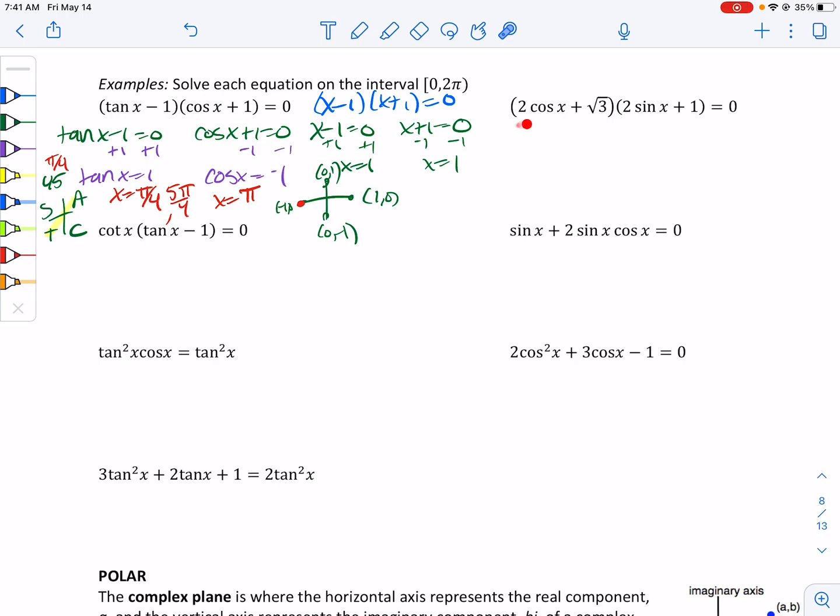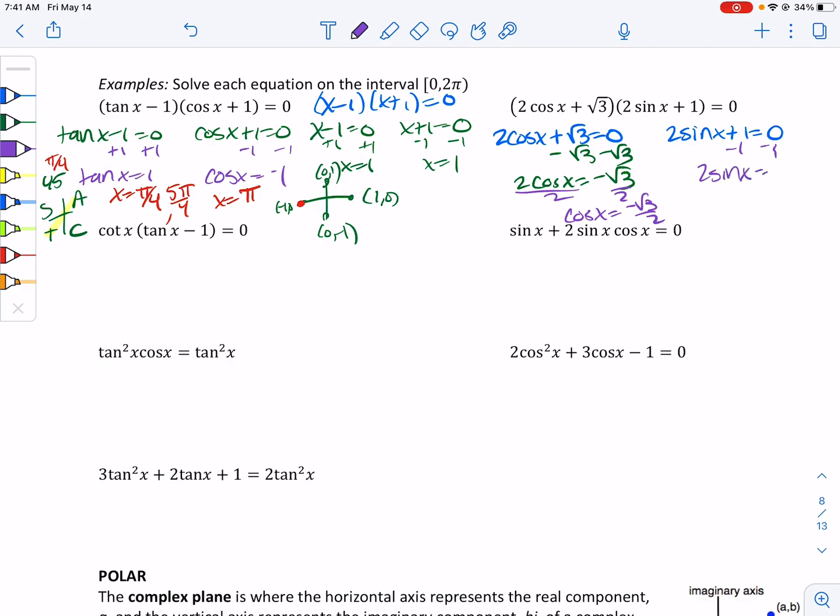Pause the video and try this one. On this one you're going to set each factor equal to 0. You should have tried this one. That's a skill you should be working on: pausing videos and trying things. Here we're going to subtract root 3, so we get 2 cosine x equals -√3. I divide by 2, so cosine of x is -√3 over 2. Here I'm going to subtract 1, so 2 sine x equals -1. Then we divide by 2, so sine of x is -1/2.